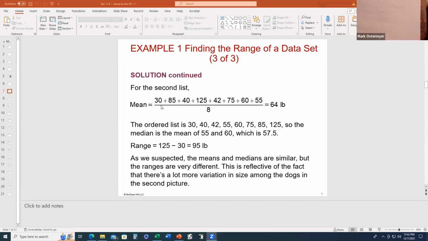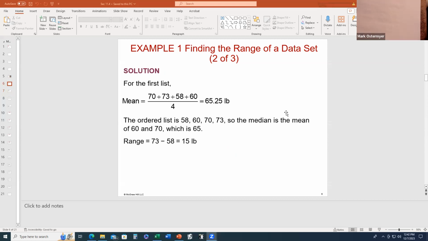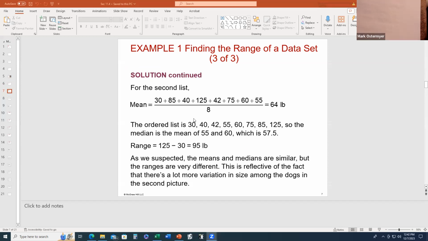Here's the second list of weights. The mean weight of the second collection of dogs is 64 pounds. So the mean of the second group of dogs is very similar to the mean of the first group of dogs. Notice that. If you order these data points from smallest to largest, left to right, you can easily find the median, which is going to be the mean of the middle two observations of 55 and 60, which turns out to be 57.5. Okay.